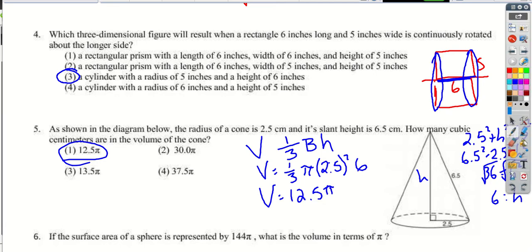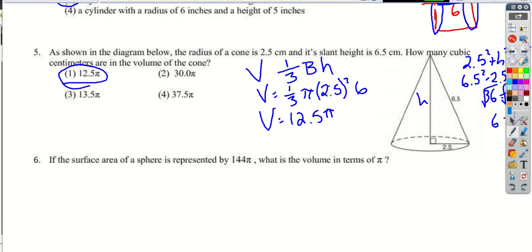All right, last question on the front page here. Surface area of a sphere is given as 144 pi. We want to know the volume. Remember, the volume is 4/3 pi r cubed, so we need r. And the surface area is 4 pi r squared. So we're going to plug the 144 pi in for the SA part.